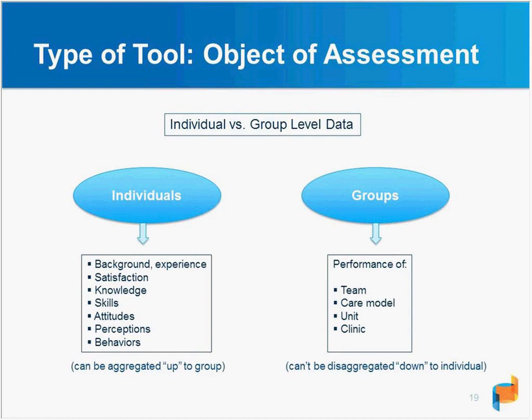But instruments that assess the collective attributes of a group, team, care model, or other organizational entity result in a single score, or a set of scores for different variables for that entity. They cannot be disaggregated to the level of the individual. So knowing the difference between these types of tools is essential for getting the information you want.